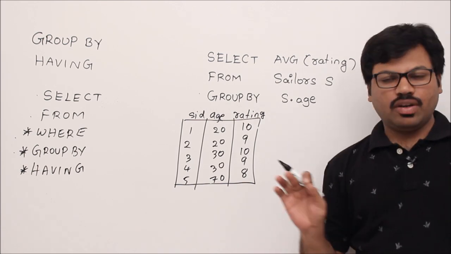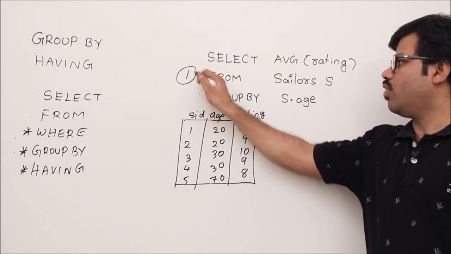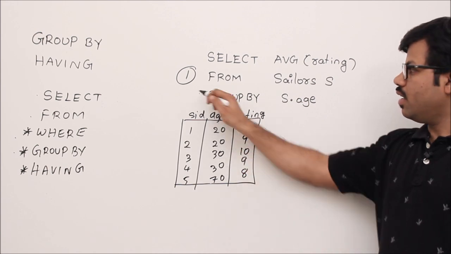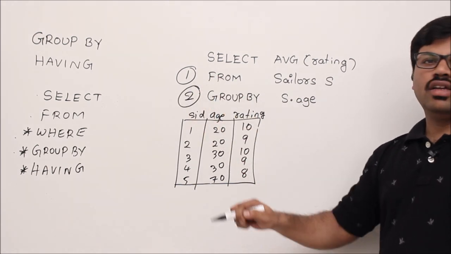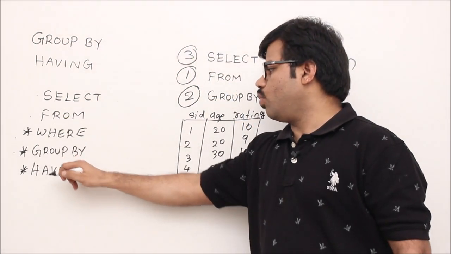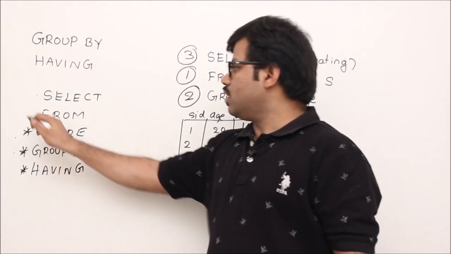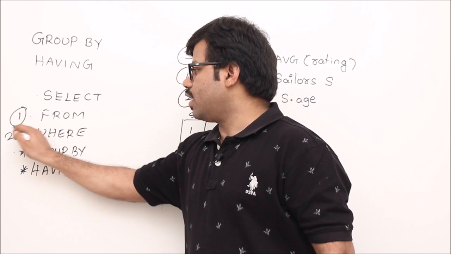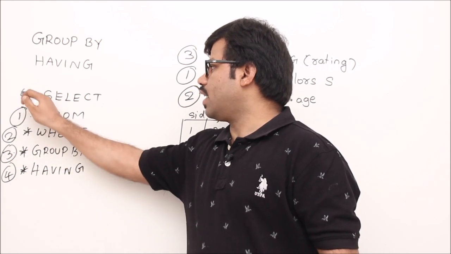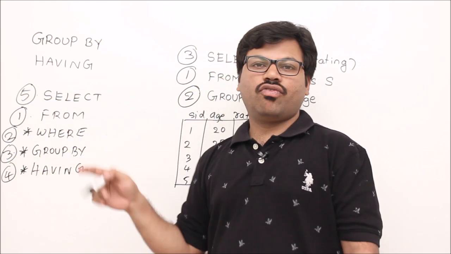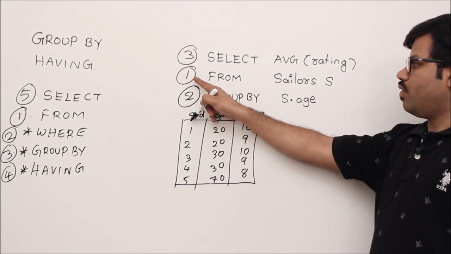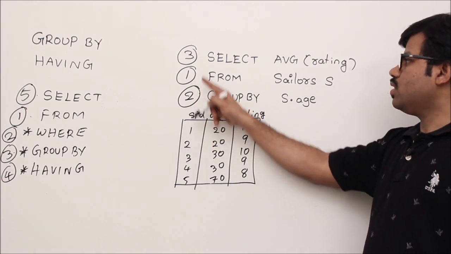To understand how this query will be evaluated, always remember this will be step number 1. Whenever there is a group by clause, first from will be evaluated, then step number 2 is group by, then after that the select clause. For example, you have select, from, where, group by, having. If you have all these clauses, then first the from clause, then where, later group by, later having, and after that select. That means the fifth one is select, finally the select clause. Here we have only from and group by, that's why we started from 1. This is step number 2, this is step number 3.